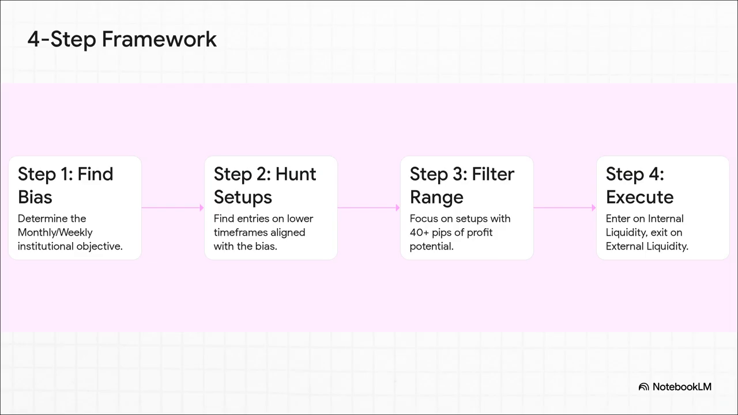Step 3, this is your filter. ICT says to look for setups that have the potential for at least a 40-pip move. This keeps you out of the choppy nonsense. And finally, step 4, your execution model. Enter on a pullback to internal liquidity and target an exit at external liquidity. Buy the dip, sell the rip.